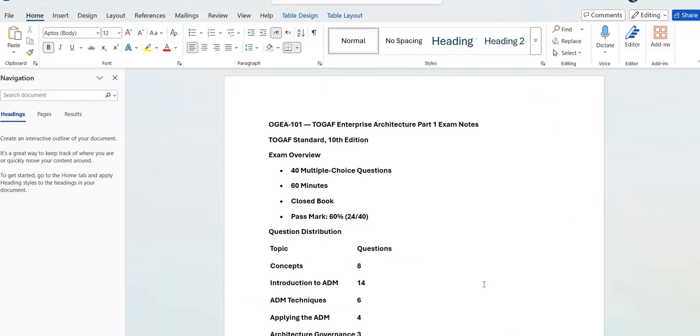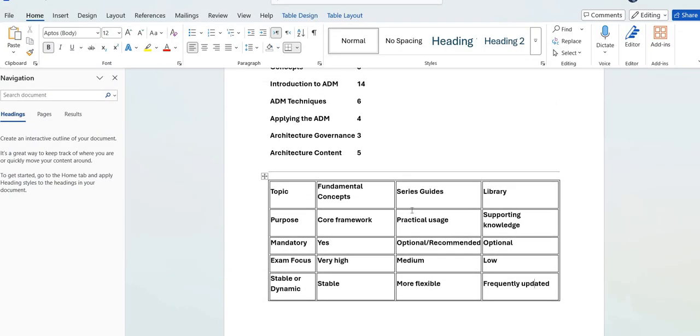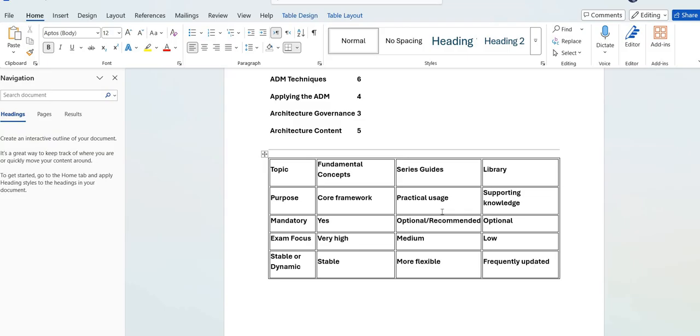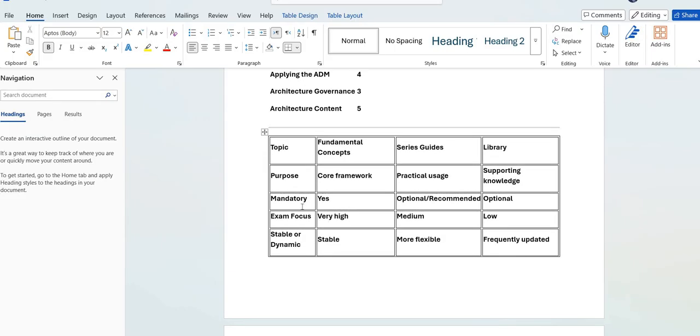So let's see the main difference. I will tell you the main purpose, and then the series guide and library. The purpose of the fundamentals is the core framework, and when I come to the series guide, it is the practical usage, so in detail we call it the series guide. Now, is the fundamental content mandatory? Yes. The series guide is optional and recommended, so the library is optional. Now from the exam point of view, the fundamental content is very highly important, and the series guide is the basics in detail, if you want to go for that.